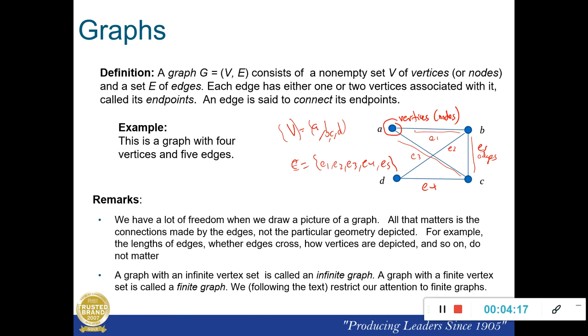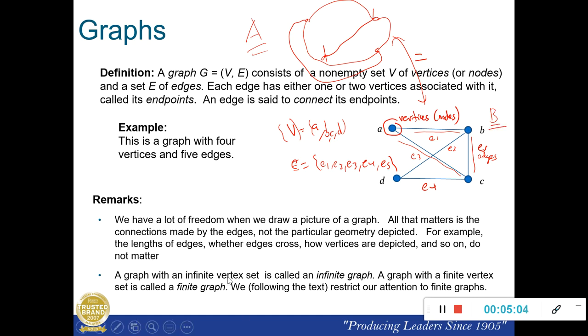So let's say you want to redraw this graph: you have A, B, C, and D. You can always draw A, B here, A and C here, B and D here, and then C and A. What else? B and C here. 1, 2, 3, 4, 5. So this graph is the same as this one. It doesn't matter the geometry or the way you represent the graph. This graph, we call it graph A, and this graph B, they are the same. A and B are the same graph.